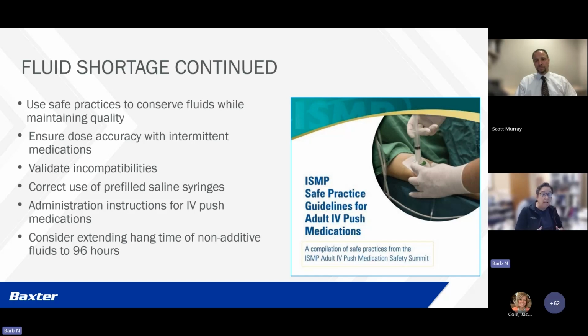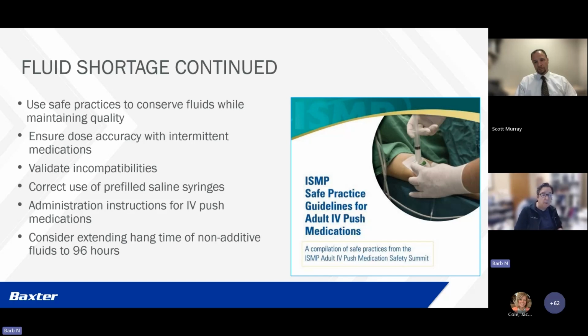We need to validate incompatibilities. As we shift practice rapidly, such as we did in COVID and maybe in a fluid shortage, we need to make sure that we are doing the right things. If I'm giving an IV push drug that I haven't given before, is it compatible with the carrier fluid? Do I need to flush first and after? If pharmacy can give me those administration instructions, that would be very, very helpful.